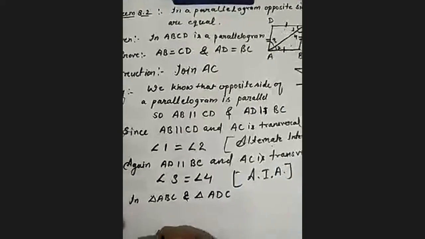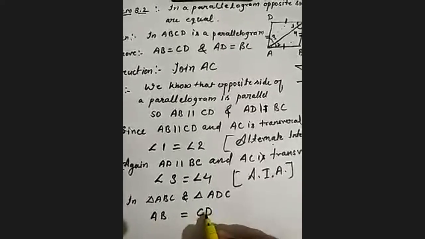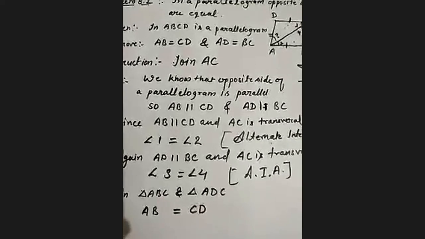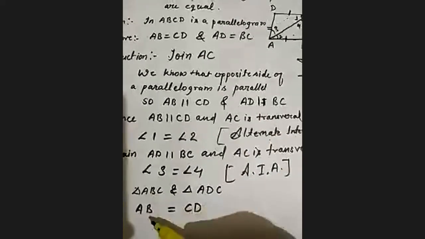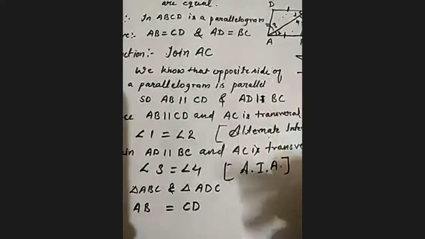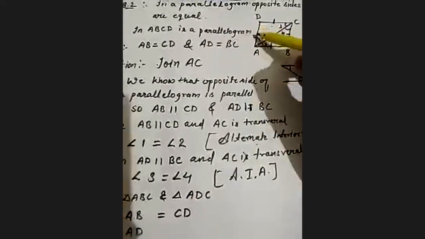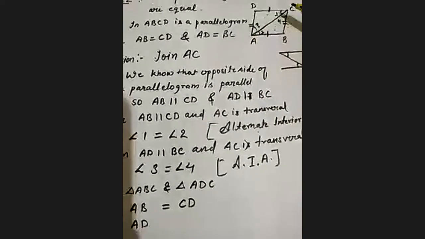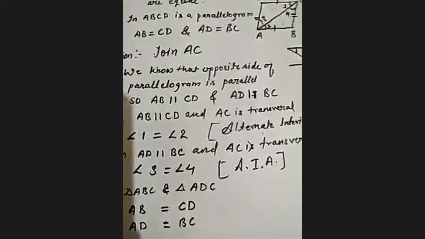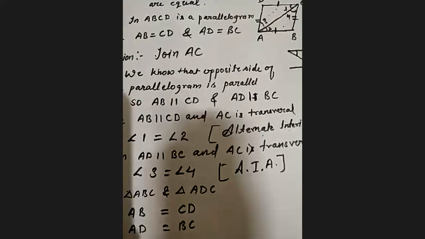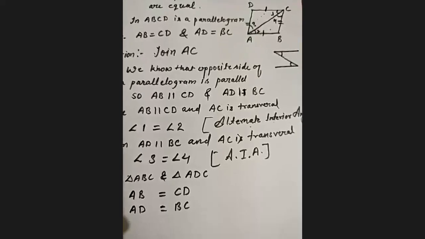So comparing side AB, side AB is equal to side CD. How? Because if the angles are equal, alternate case, so this side is also equal. And another, taking the triangle again, AD side is equal to BC side, because again angle 3 is equal to angle 4.